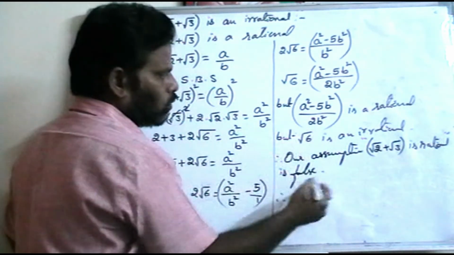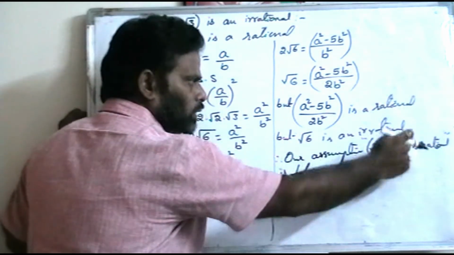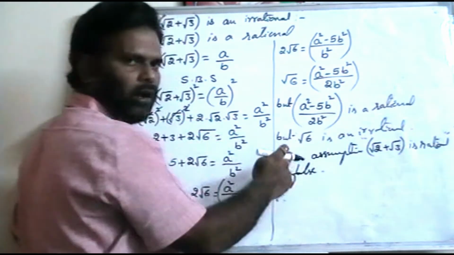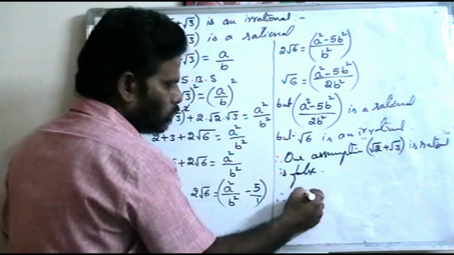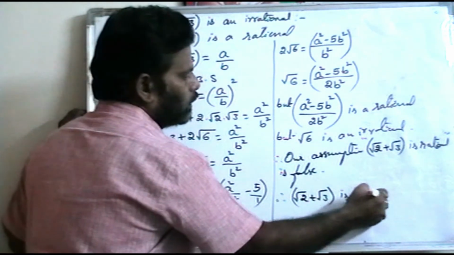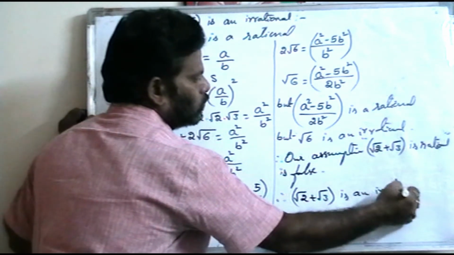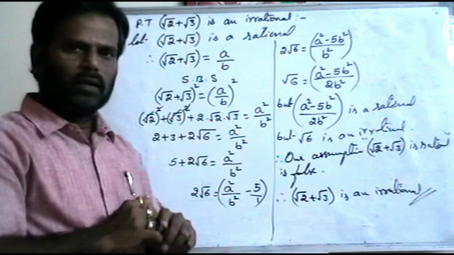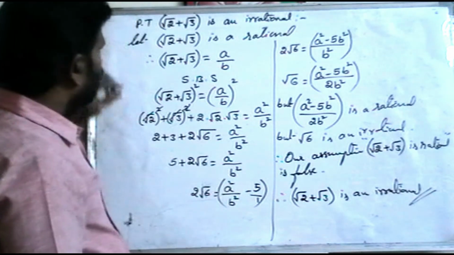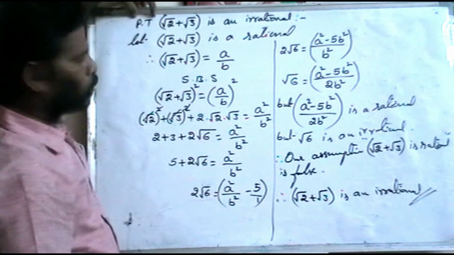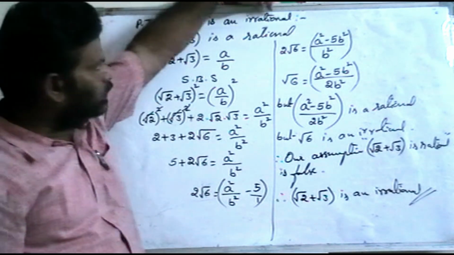Therefore, what is true? Root 2 plus root 3 is a rational, is a false statement. Root 2 plus root 3 is a rational, is false. Then what is true? Root 2 plus root 3 is an irrational number. So finally here root 2 plus root 3 is an irrational, that is what we have to prove, root 2 plus root 3 is irrational.